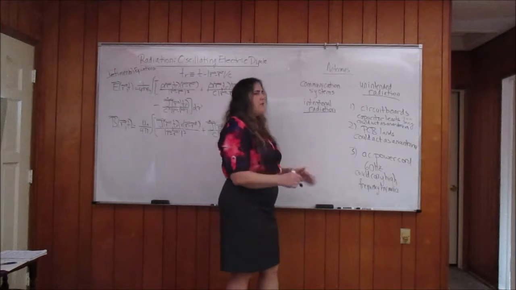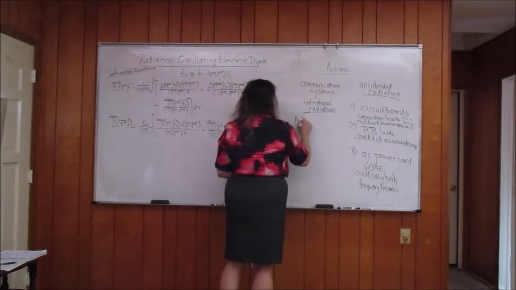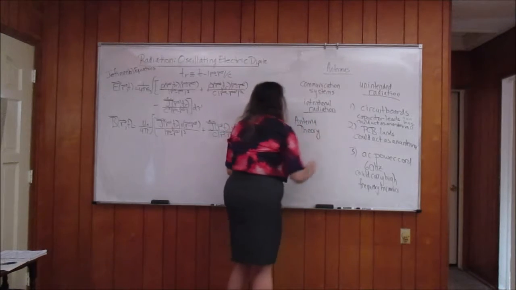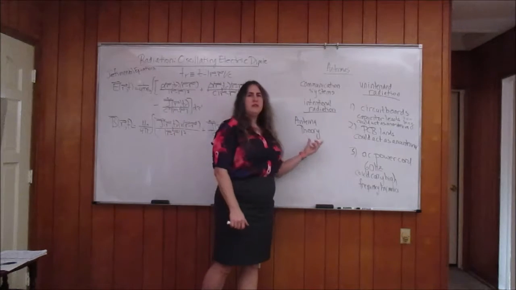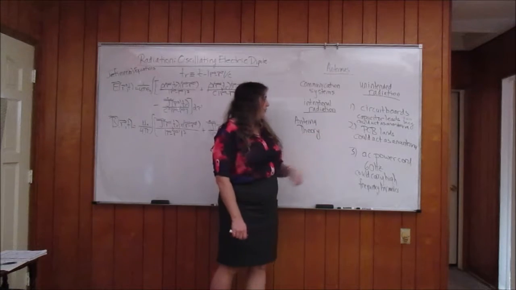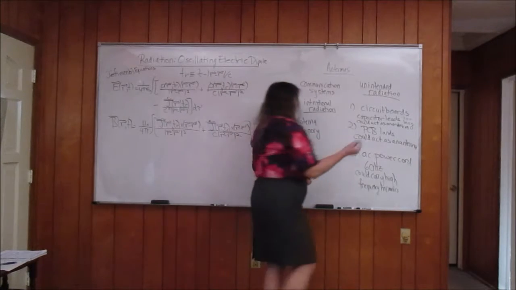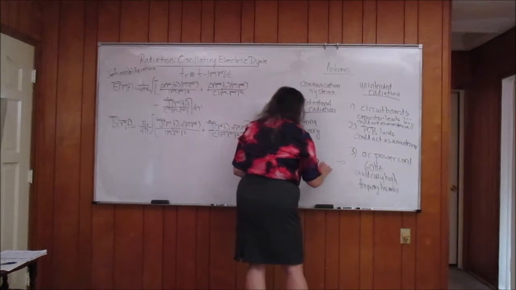And broadly speaking, from my point of view anyway, I would classify the kinds of antennas that are used in communication systems under antenna theory, basically what you'd study if you were an electrical engineering major. And as far as unintended radiation, you would take a class on electromagnetic compatibility.